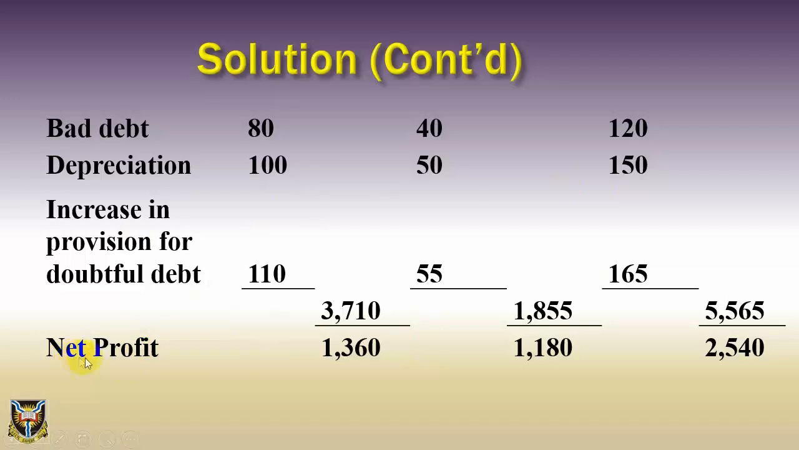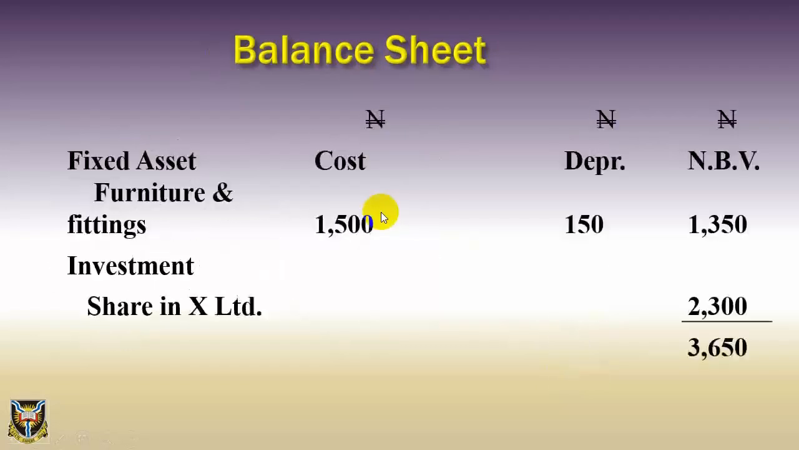Making 3,710 for Department A. Department B is equal to 1,855. Total, 5,565. Net profit, Department A, 1,360. Department B, 1,180. Total, 2,540.